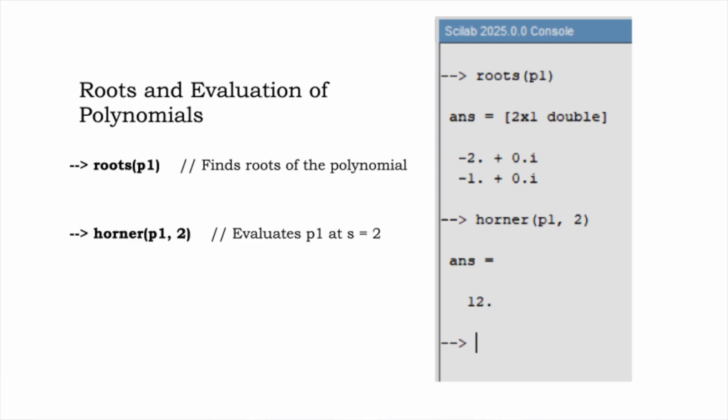Roots and evaluations of polynomials in Scilab. To find the roots of the polynomial, we need to write roots within bracket p1. To evaluate p1 at s equal to 2, we need to write horner, p1, 2.